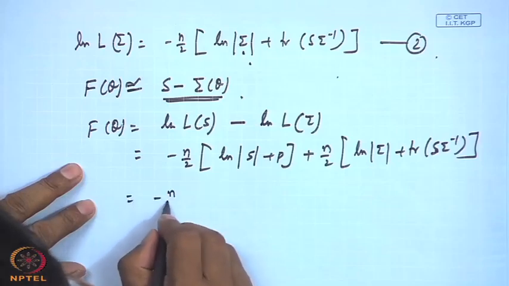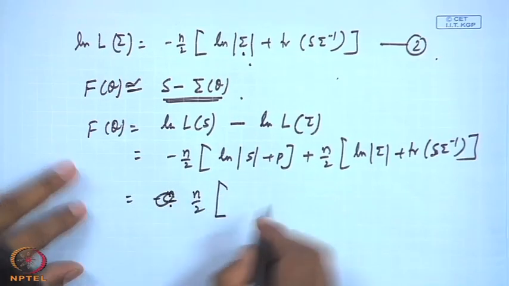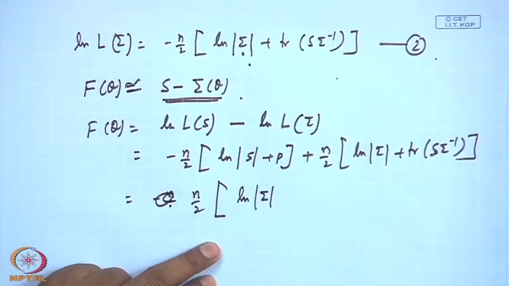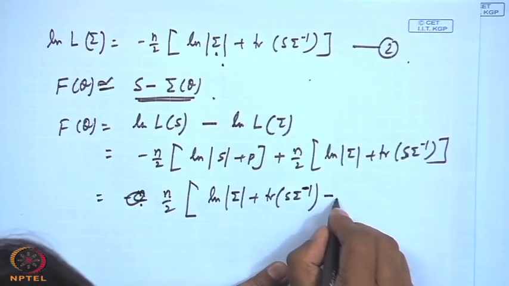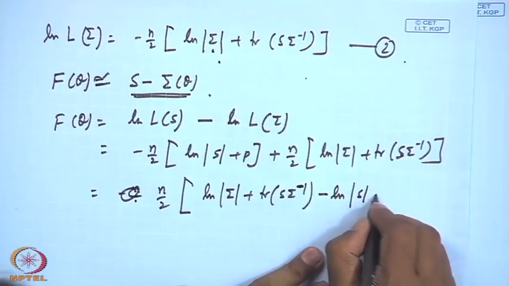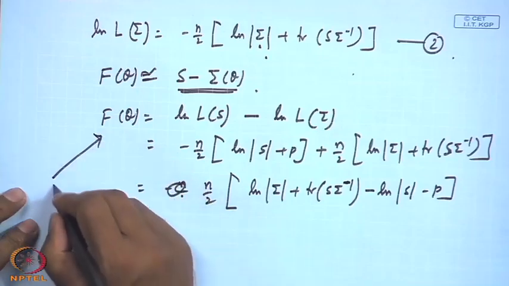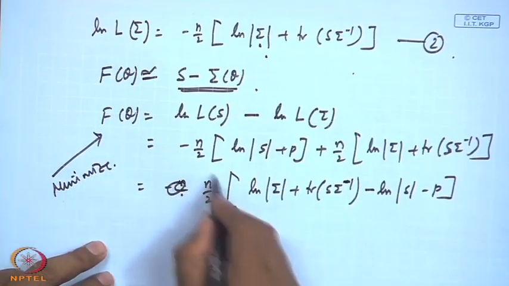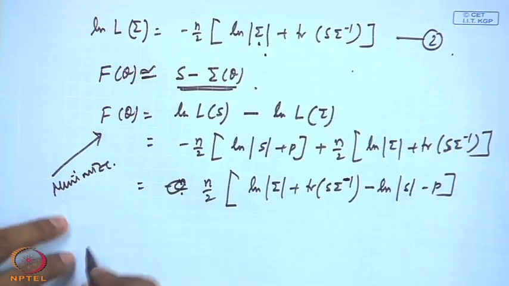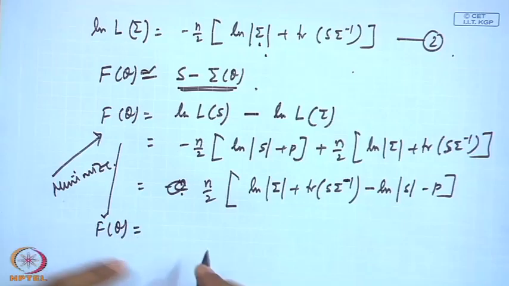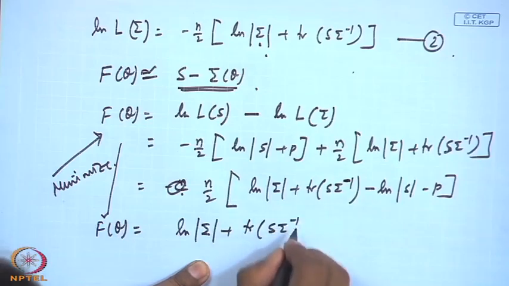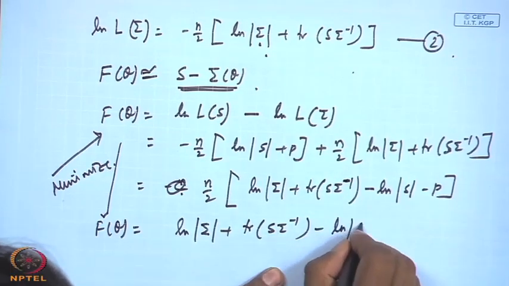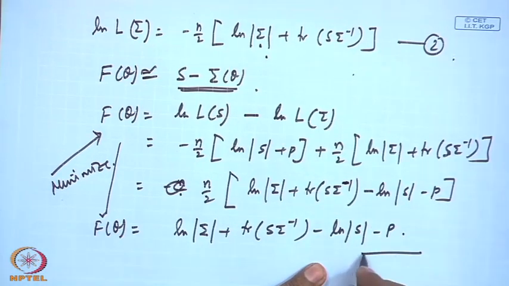So, this can be written as minus n by 2 times log of determinant of sigma plus trace of S sigma inverse minus log of determinant S minus p. We want to minimize this function. Keeping the constant n by 2 is again of no use. So, the final equation for our estimation is log of determinant of sigma plus trace of S sigma inverse minus log of S minus p. This is the equation which we want to minimize.